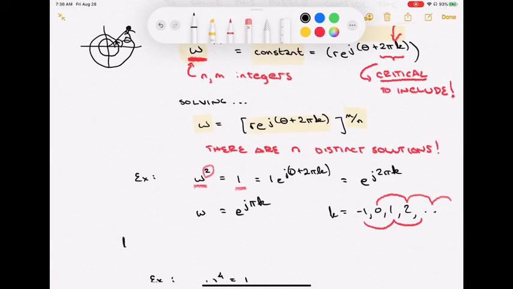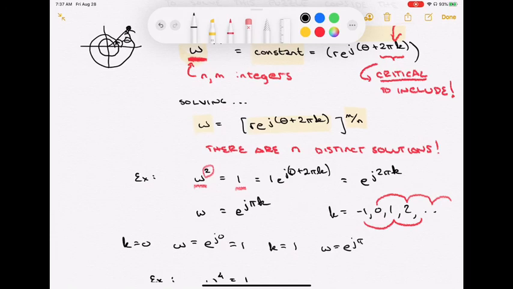So let's put k equaling 0. That tells me w equals e to the j 0. Anything raised to the 0 should just be 1. So one of the square roots of 1 is 1. Okay, and we knew that. 1 squared equals 1. If I pick k equals 1, for example, what do I get? I'm going to get w equals e to the j pi. Well, what is e to the j pi?